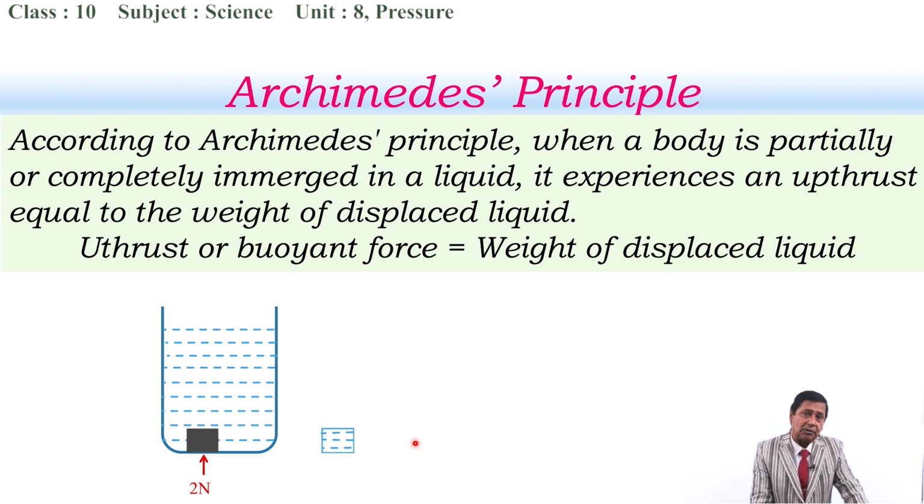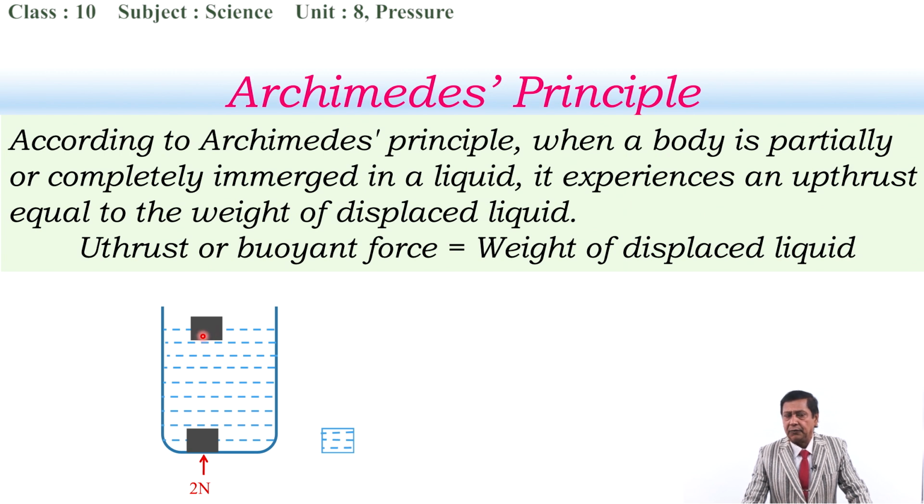Now let's talk about a floating body also. Let's say this is of the same volume. This is a piece of iron, and this is a piece of wood. Wood floats on the liquid. We are taking water. Wood floats on water.